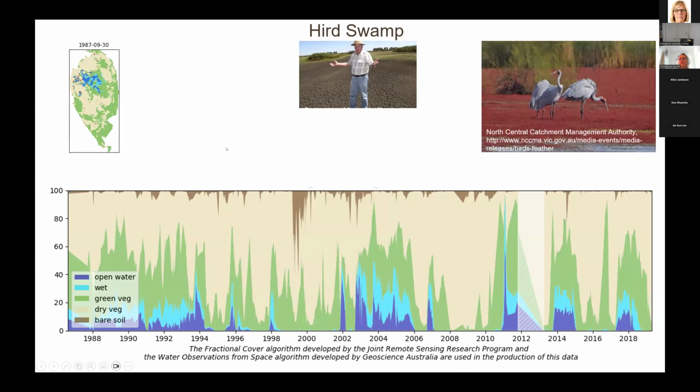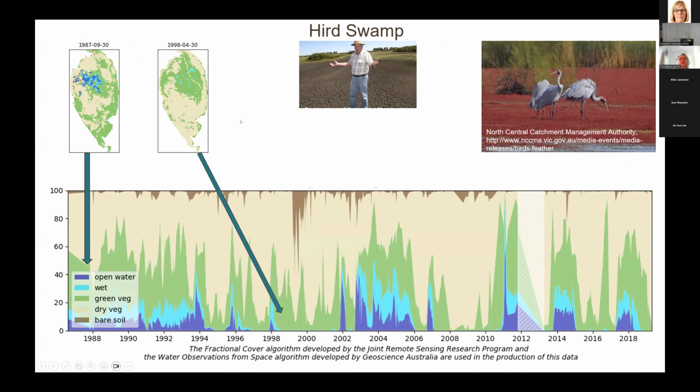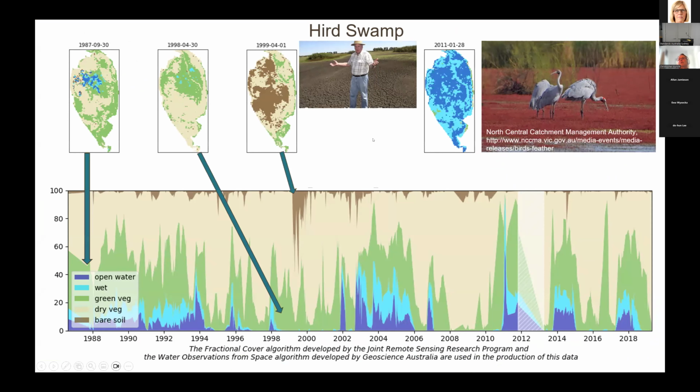Then looking at some of these, that's one of the actual examples. Here you see largely an area of dry veg, some less water, and then some green veg. We move across to here where you've actually got less water, and then we go across to here where you've got more bare ground, and then across to here where it's largely wet and inundated, and that's an example of one of those particular Herd swamps.